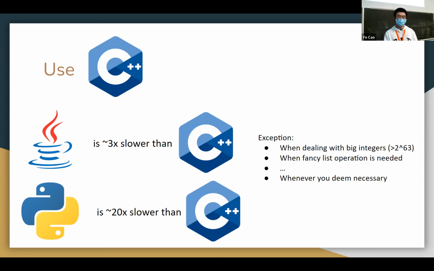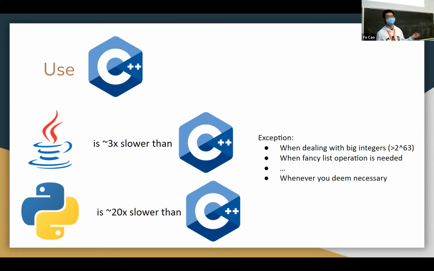But still, you want some freedom to do whatever you want. So my suggestion is to use C++ as your go-to language, because it will allow you the most freedom in what constant factor you have in your algorithm.